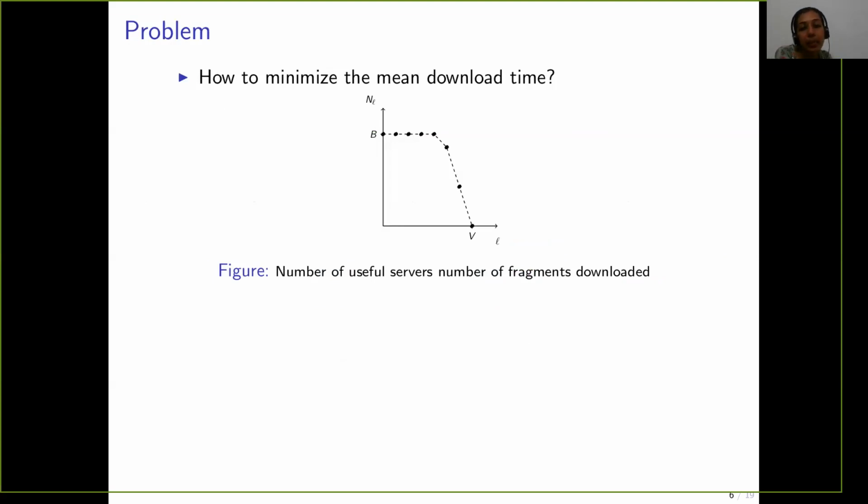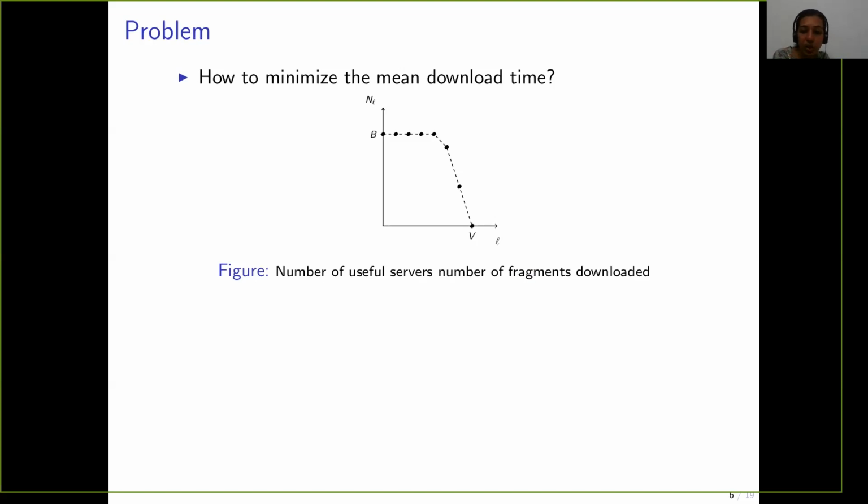We know that the download time is the sum of download times of the distinct fragments needed to decode the file when the file is replication coded. And fragment download times are dependent on the number of useful servers, particularly higher the number of useful servers, lower will be the average fragment download time. Also, the number of useful servers is going to decrease from the total number of servers B to 0 as the download progresses, as we show in this graph.